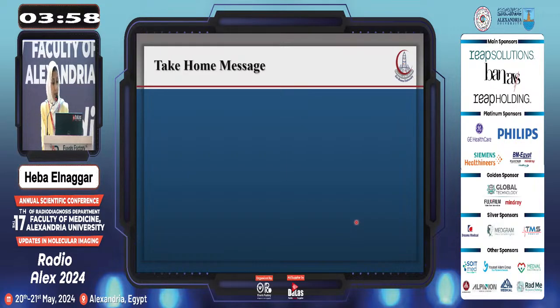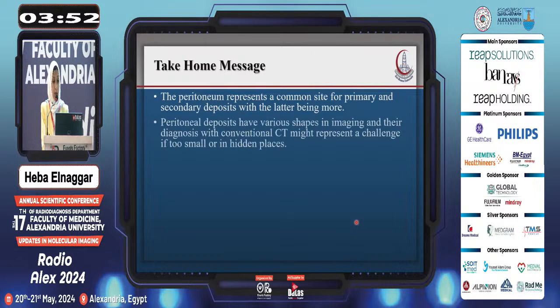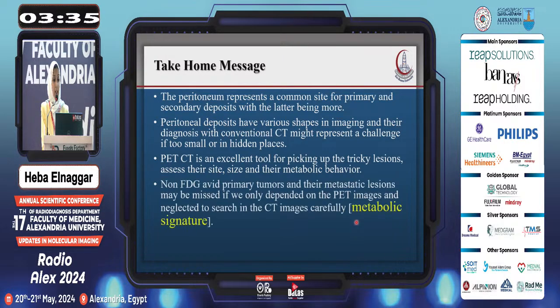My take-home message is the peritoneum represents a common site for primary and secondary deposits, the latter being more common. Peritoneal deposits have various shapes in imaging, and their diagnosis with conventional CT only might represent a challenge if too small or in hidden places. PET-CT is an excellent tool for picking up the tricky lesions, assess their site, size and their metabolic behavior.